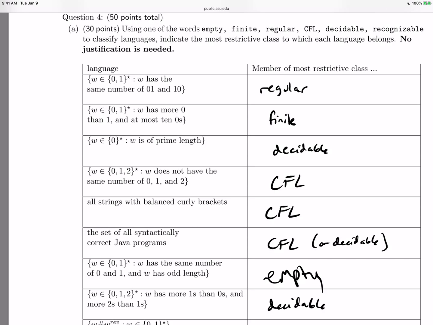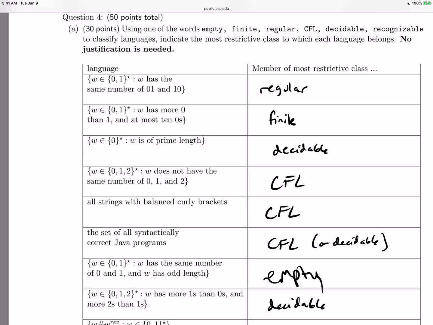Finitely many. Does it have a string in there at all? Yeah, 0. Yeah, but it's the most restrictive class. Yeah, it is recognizable. So if it is finite, it is regular, and that's context-free, and that's decidable, and that's recognizable. So you are right, it is recognizable, but we want the most restrictive class.